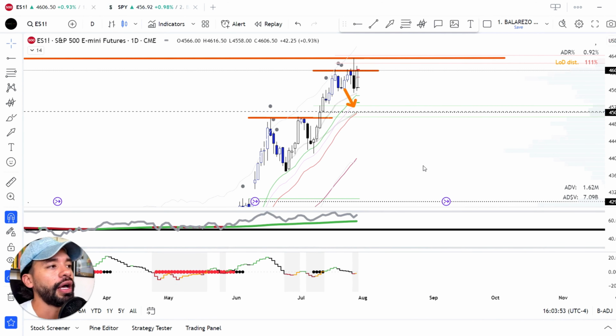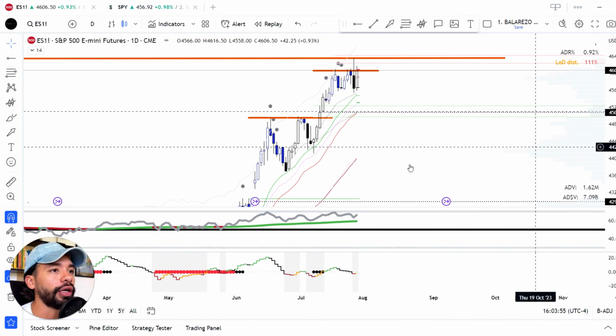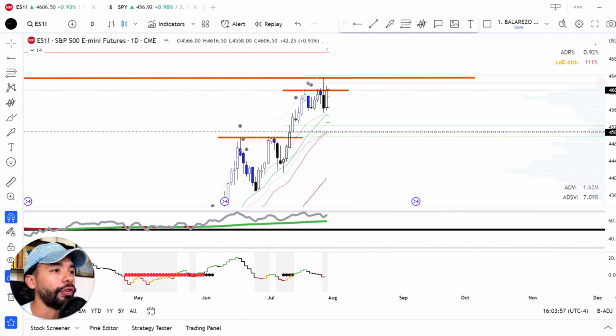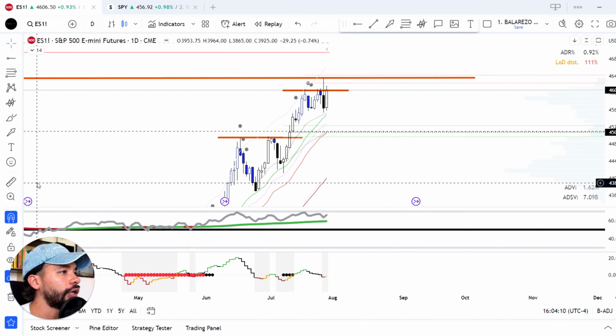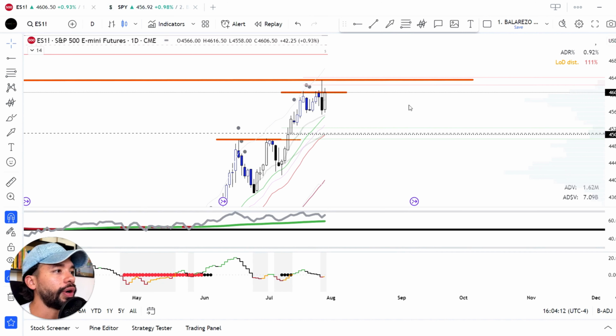And it seemed that we were going to get that on Thursday when we had this reversal candle right here. And then of course we came into Friday and we had this very big engulfing candle that you're seeing right here in the chart. So let me just take the quant pivots out of the chart. So you can see right here that we had this very strong engulfing candle, basically engulfing the entire body of this candle. However, we did not close above the high that we had on Thursday.